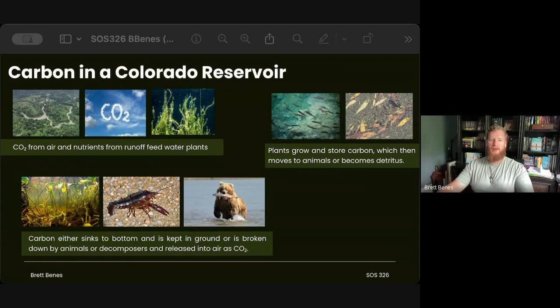Hello and welcome to Carbon in a Colorado Reservoir. We're going to be talking about the journey of CO2 through this reservoir: the inputs, the uses, and then the outputs of carbon in this reservoir.